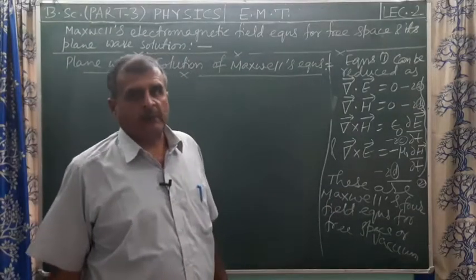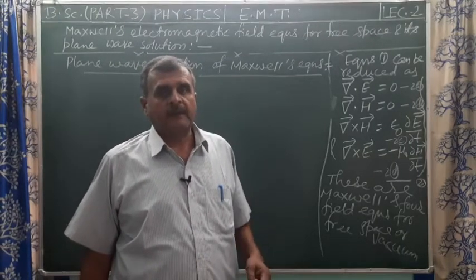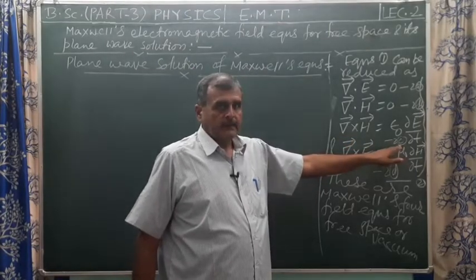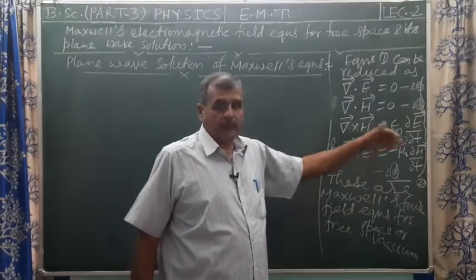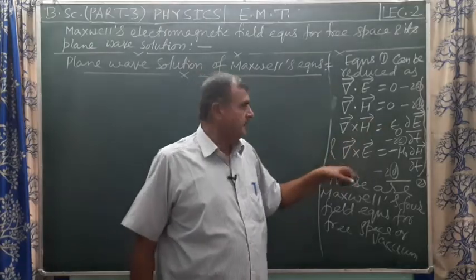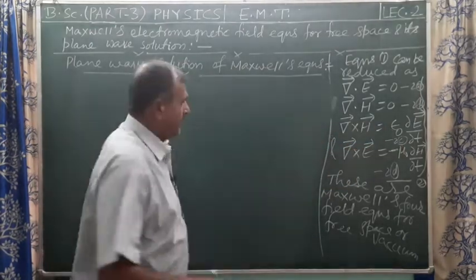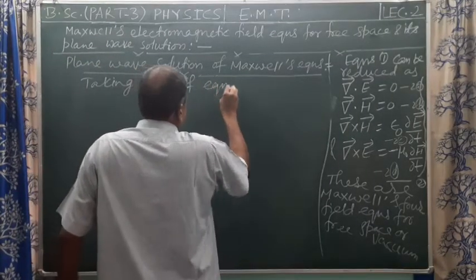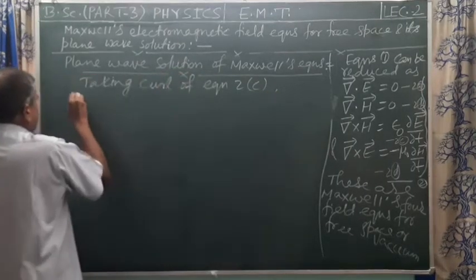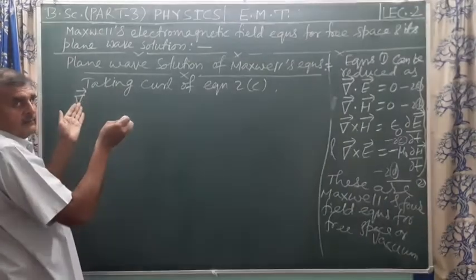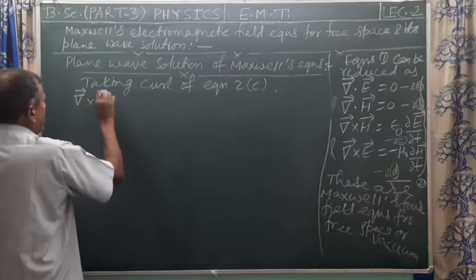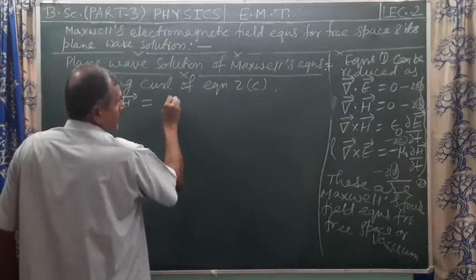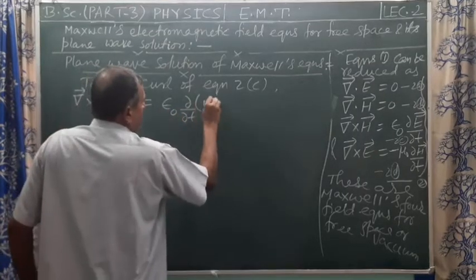Now we have to obtain plane wave solutions for Maxwell field equations in free space. For it, taking curl of equation 2c, both sides. Equation 2c is one of the Maxwell's field equations in free space. So taking curl of equation 2c in both sides, we have curl curl H, del cross del cross H, which is read as curl curl H vector, and RHS is epsilon 0 del upon del t curl E vector, del cross E vector.